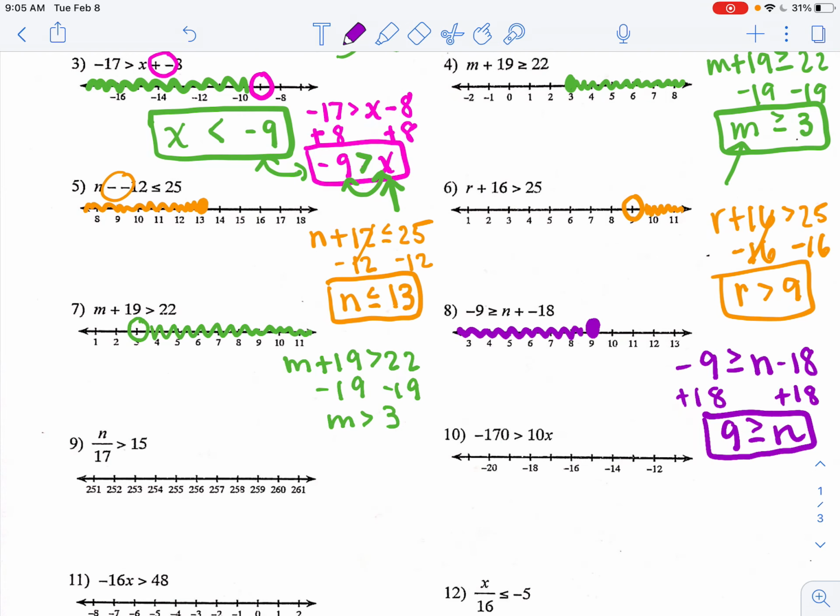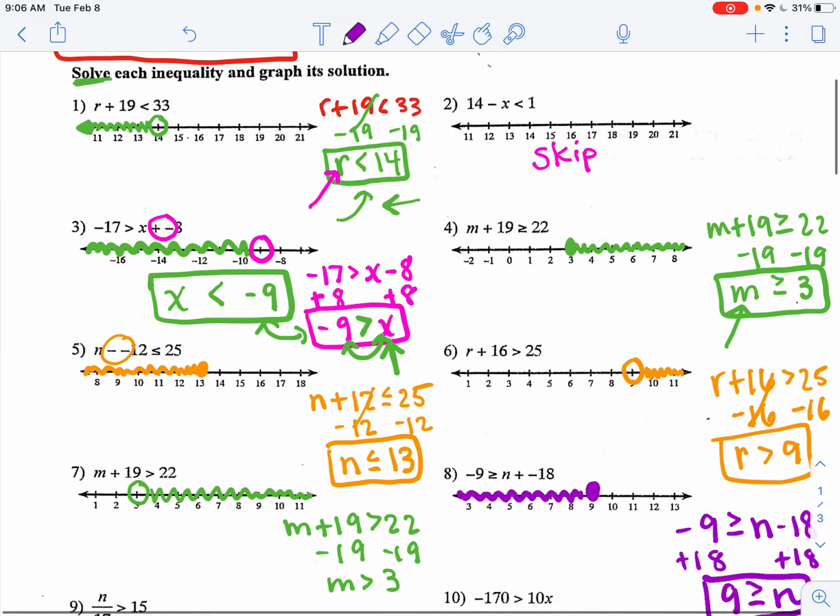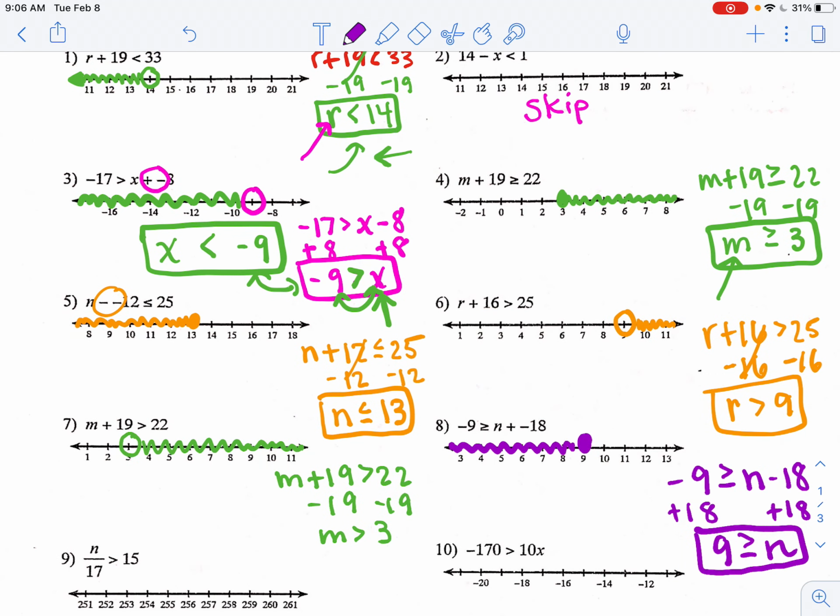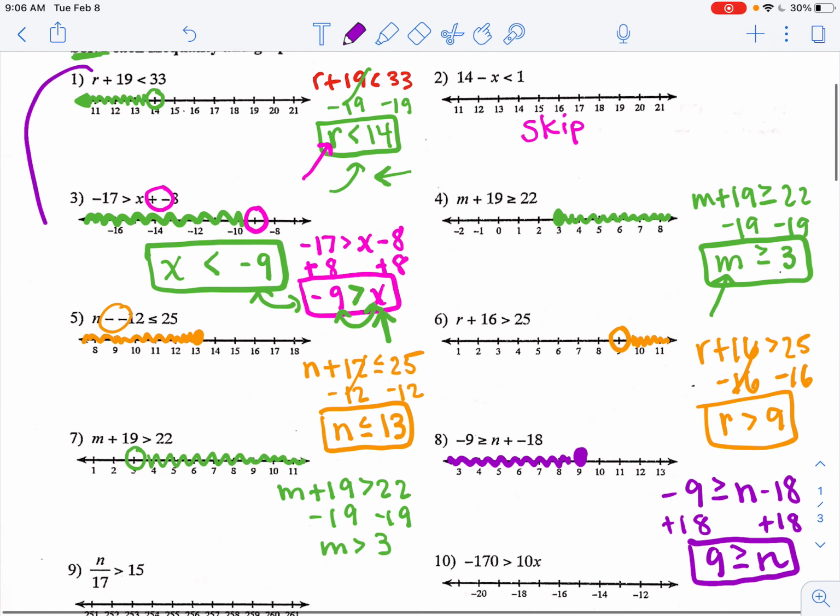Now the first 8 that we just did, all of those were one step, and we solved by either adding or subtracting. On number 1, we subtracted 19 from both sides. On number 3, we added 8 to both sides. Number 4, we minused 19 from both sides. Number 5, we minused 12 from both sides. 6, we minused 16. 7, we minused 19. And 8, we added 18. None of those had a sign switch.